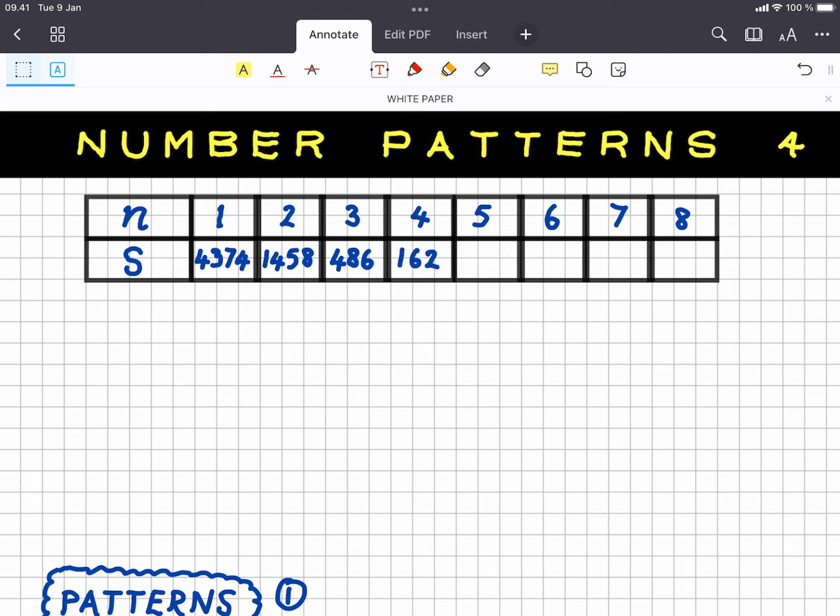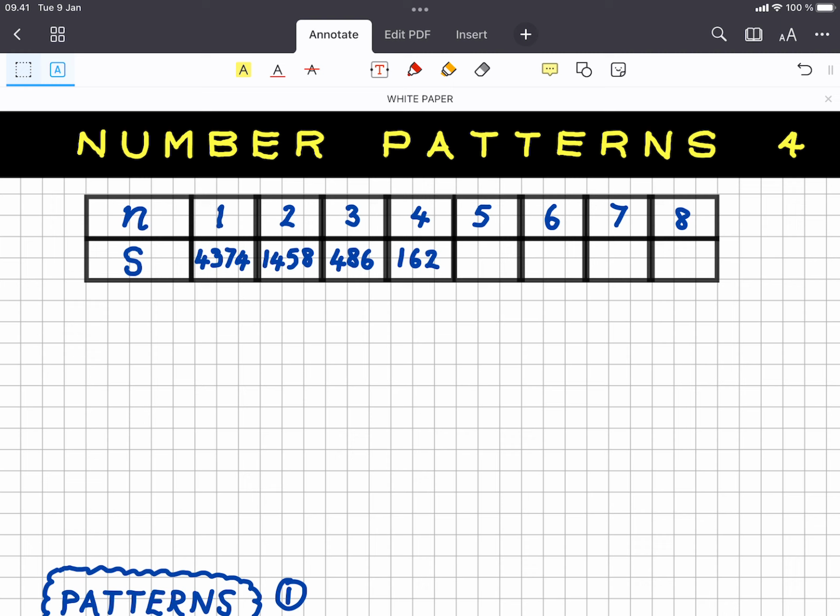So it's a sequence called S, and when n equals numbers 1, 2, 3, 4, 5, 6, 7, 8, so position in the sequence, then the numbers in the particular pattern are 4,374, 1,458, 486, 162. So what's going on here?